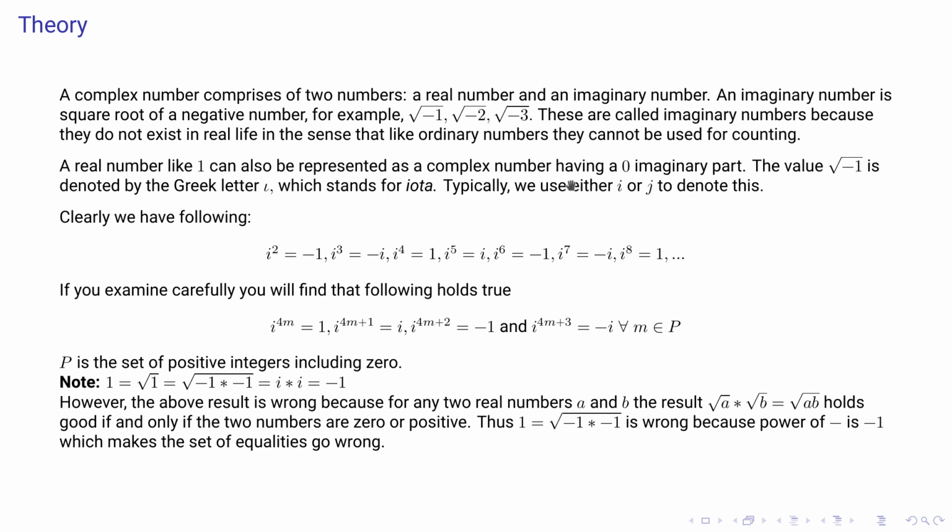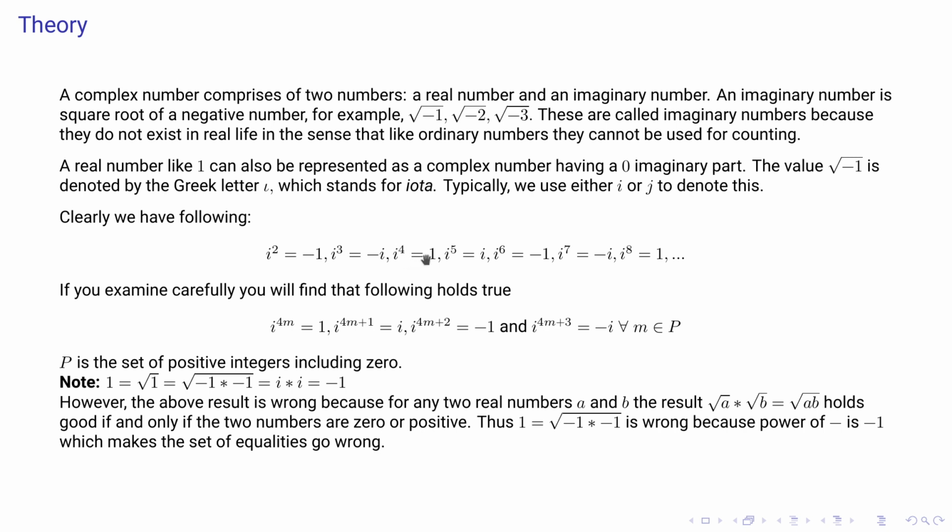Now, a real number, for example, 1, which is given here, can be treated as a complex number with having imaginary part as 0. The symbol for square root of -1 is called iota, which is shown here. We will typically use i or j to denote this. Now you can clearly see that i square will be equal to -1, i cube will be equal to -i. i square will be -1 because you take out the square root here, so it becomes -1. i cube will be i square into i, so it becomes -i.